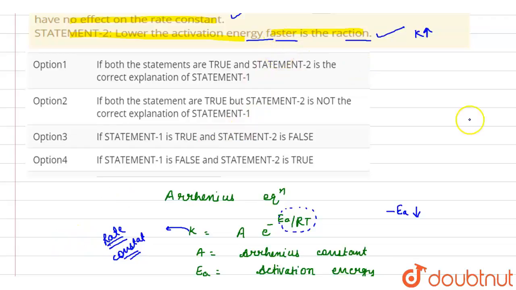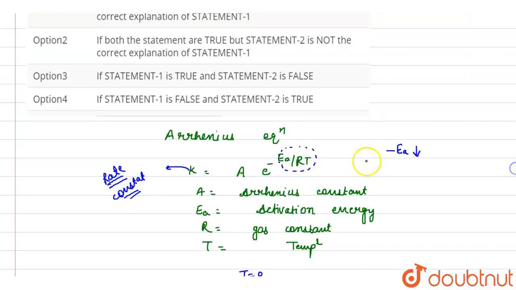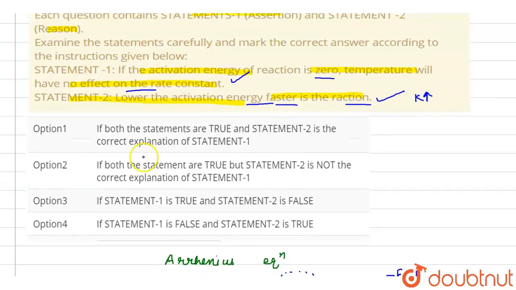So accordingly both statements are correct, but the second statement doesn't give the reason for the first statement, because with zero activation energy, temperature has no effect as the exponential factor becomes 0. That is not explained by the second statement. So option number second will be our correct answer: both the statements are true, but statement 2 is not the correct explanation of statement 1.